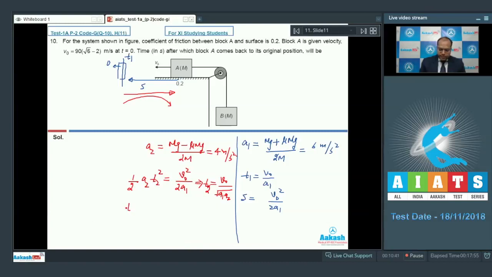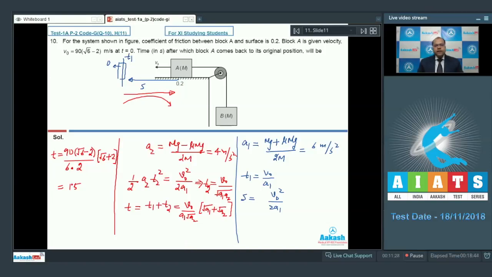So the total time t is equal to t1 plus t2, and on solving this it comes out to be V0 upon a1 under root a2 into under root a1 plus under root a2. On substituting the value of V0, a1 and a2, we will get the value of t. The value of V0 is 90 into under root 6 minus 2 divided by a1, that is 6, and under root of a2, that is 2, into under root a1 plus under root a2, that is under root 6 plus 2. On solving this, it comes out to be 15. So the correct answer for question number 10 is 15.